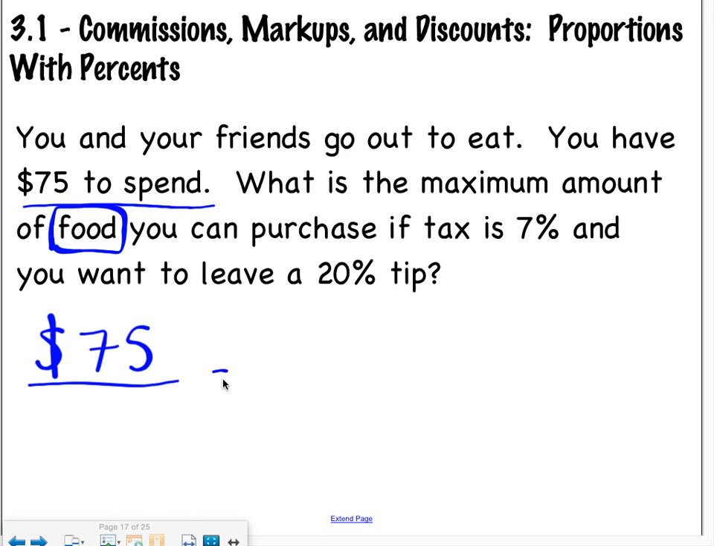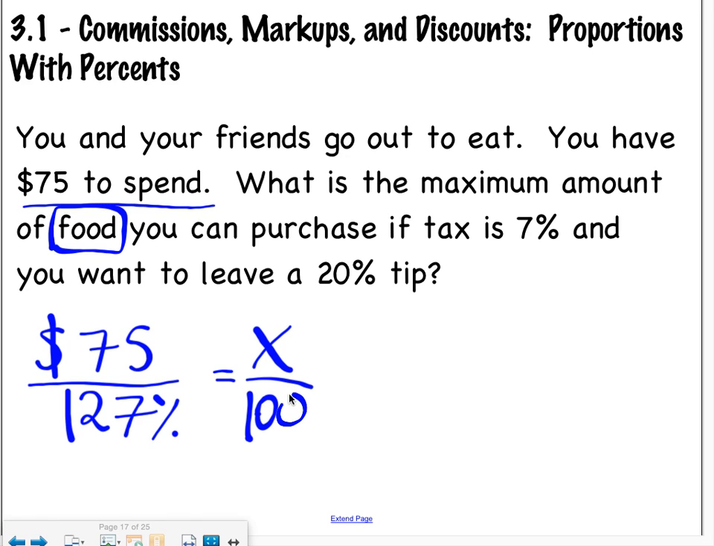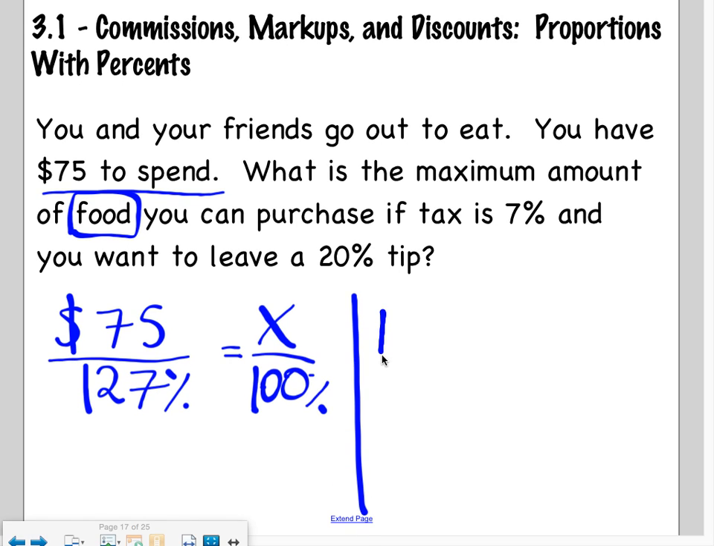So if we let X be the amount of just food, 75 would be 120% of X because it's all the food, 100%, all the tax, 7%, and all the tip, 20%. And you can let that equal to X, the cost of food, over 100% of the cost of food. Okay? Or we can set it up with just percentages on the left side. So we know something's going to be 100%, something's going to be 127%. Let X equal the cost of food.